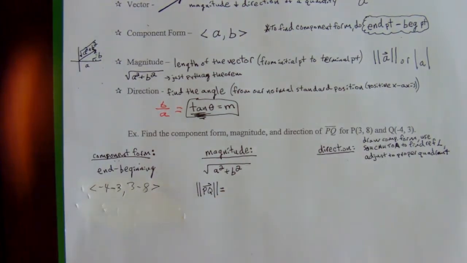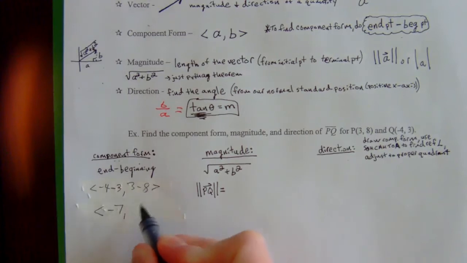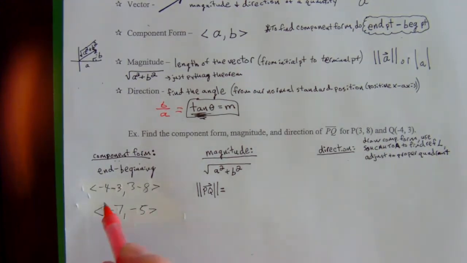And then it's just doing basic arithmetic, being careful with my numbers here. So -4 minus 3 is going to give us a -7, and then 3 minus 8 is going to give us a -5, and that's it. That's how you find a component form. You're just going to subtract some numbers, okay?